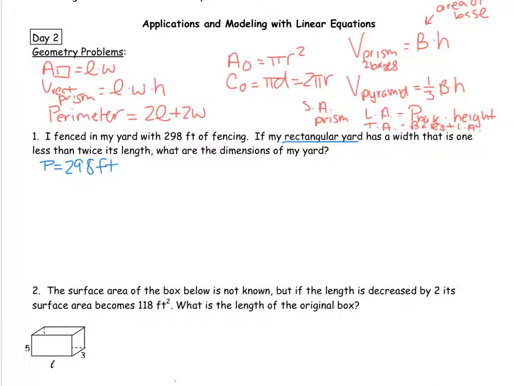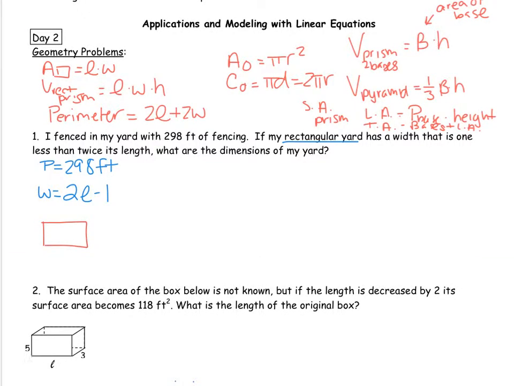Then it tells me that the width is 1 less than twice its length. So what I'm going to write for width is 2L minus 1. Now, sometimes people get confused and want to write 1 minus 2L, but what I say to that is if I asked you to take 5 less than your age, you would start with your age and then subtract 5. So whenever you see that word less than, you need something else to start with. Usually it's the variable.